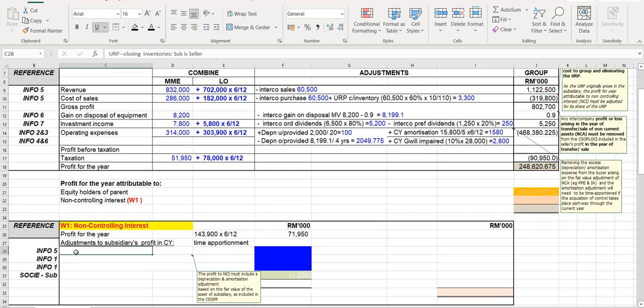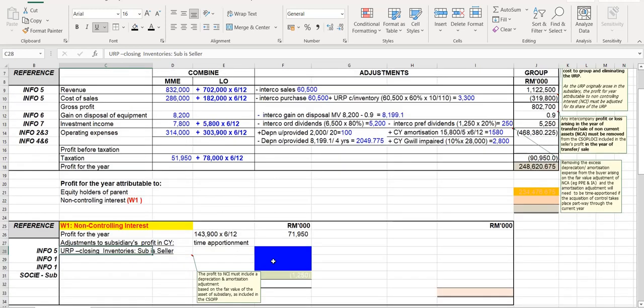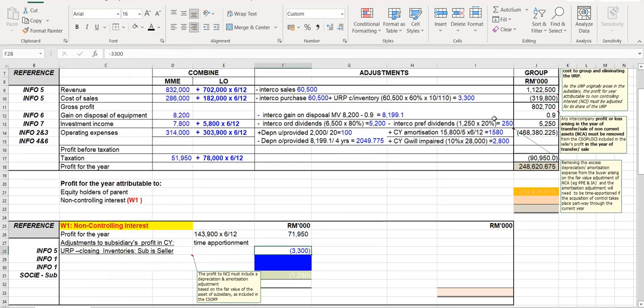71,950. Then you need to make adjustment to the profit of the subsidiary for those items that had not been reflected, and this one is adjustment to the current year. So the first one is unrealized profit, where I've put these notes here, that the unrealized profit that arose in the subsidiary's profit for the year, so therefore it has to be reflected and shown for the adjustment of the share of the non-controlling interest. So we need to show it here.